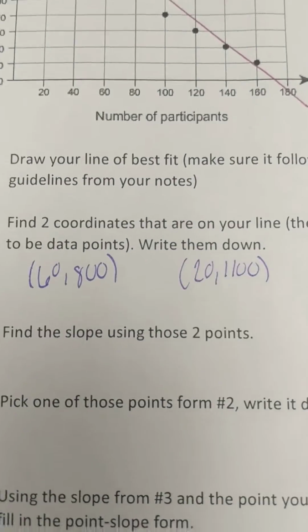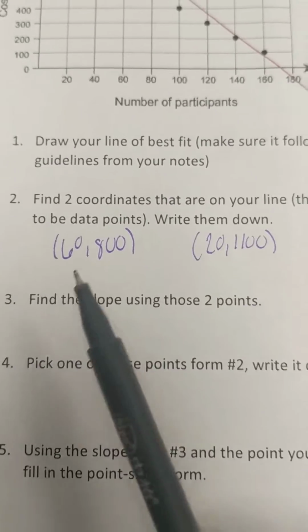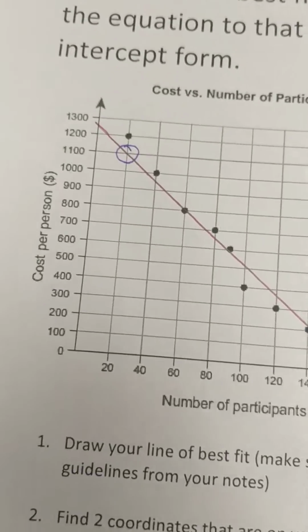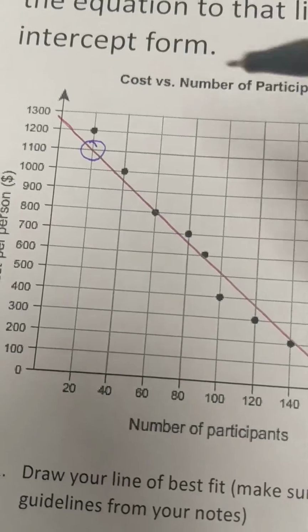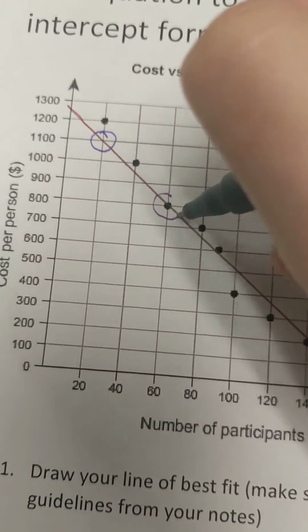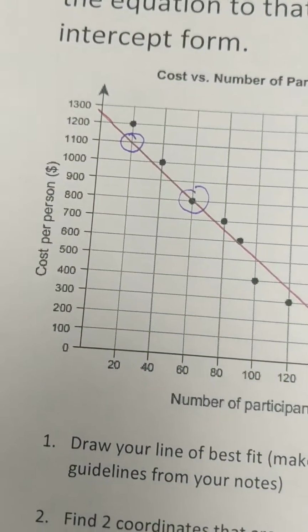As you get into better practice and you've done this a little bit longer, you don't necessarily have to write down the points you use, but I would definitely circle them or something. So maybe you want to also circle this other point we're going to use. That way you remember what 2 points you're using.